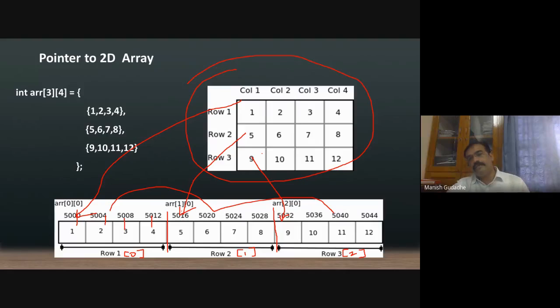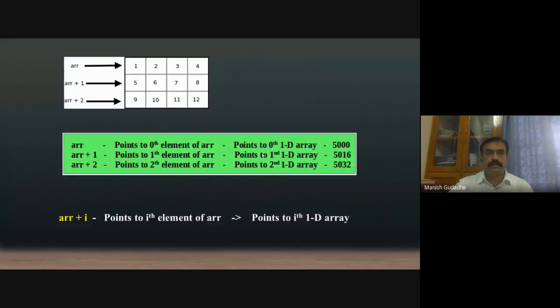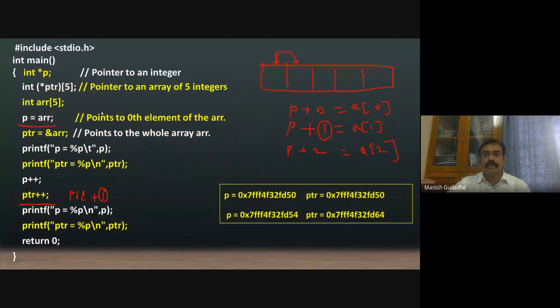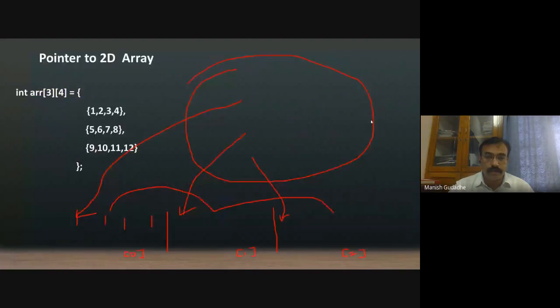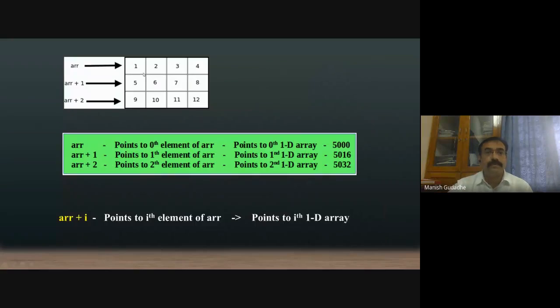Now we'll have a separate discussion, where we consider a 2D array as an array of 1D arrays and how pointers will work on this. See what was happening in the previous case also. p plus 0 is going to access the 0th element of the array, p plus 1 is going to access the first element, p plus 2 is going to access the second element. Here also the same thing happens. ARR is the name, so ARR plus 0 is going to access the first element.